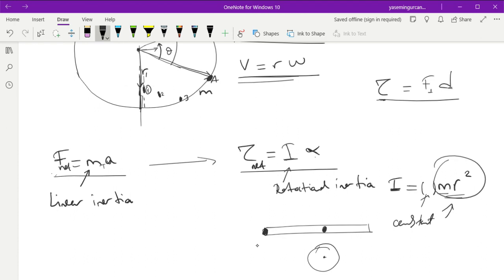I'm not going to ask you to memorize them. If there is a disk involved, I'm going to give you the constant, or if there is a stick involved, I'm going to give you the constant. All I want you to know is that there is this correspondence for Newton's second law that was in this form in linear motion and turns into this form in rotational motion.